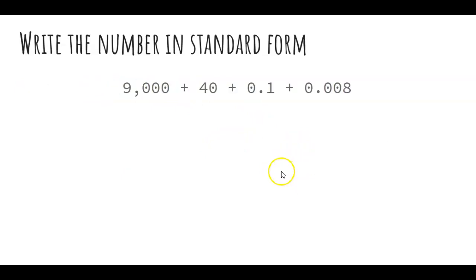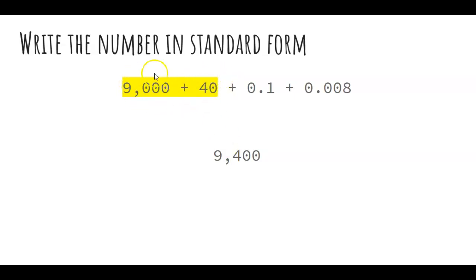Okay, and now I want to take an expanded form and change it into standard form. Okay? If I wanted to, I could take these and write this as a vertical problem and just add them all up. Okay? I could do that. 9,000 plus 40 right here. Okay? Or what I like to do is break up the whole numbers and the decimals and only focus on those, instead of the whole problem.